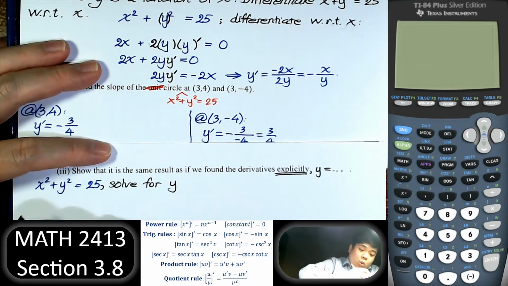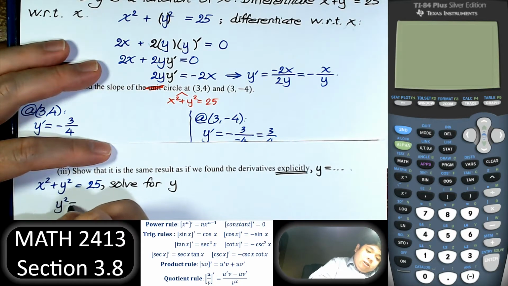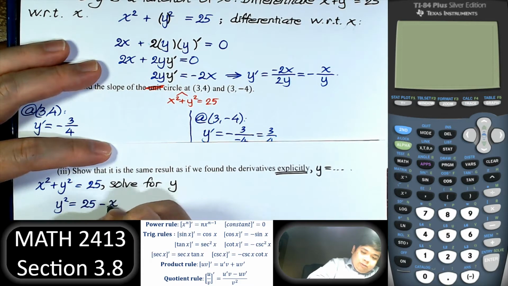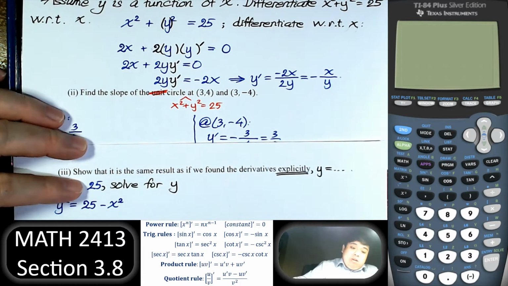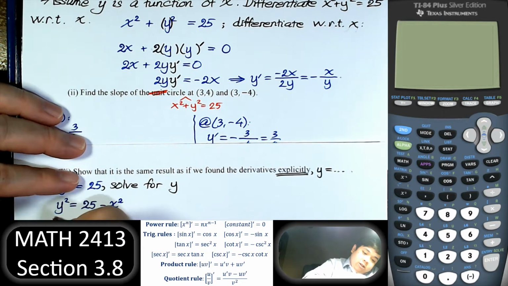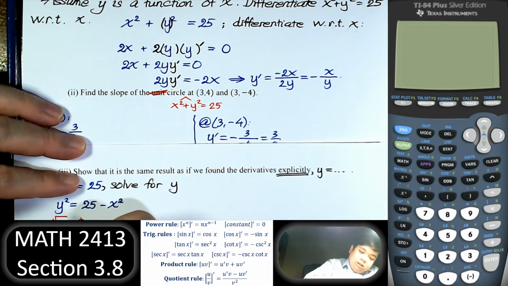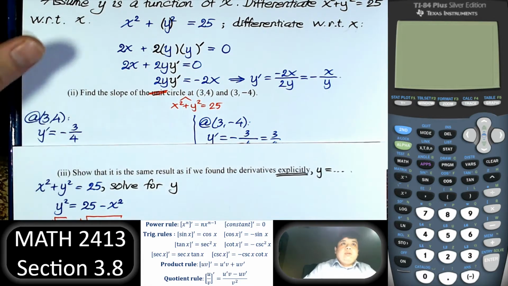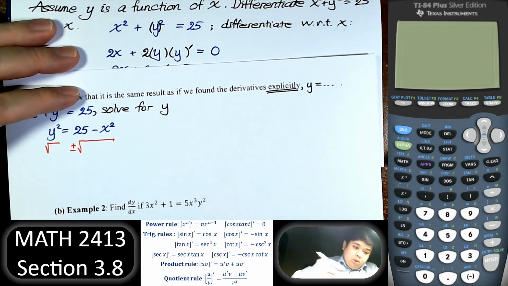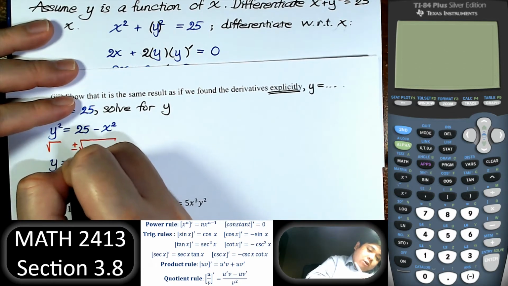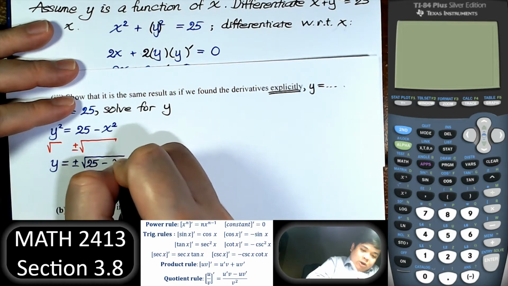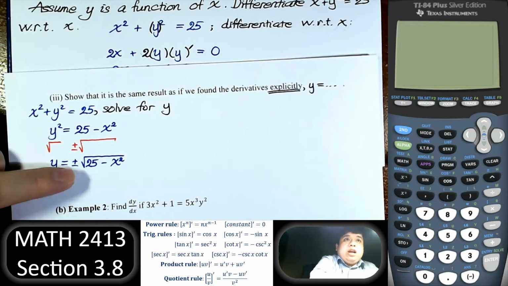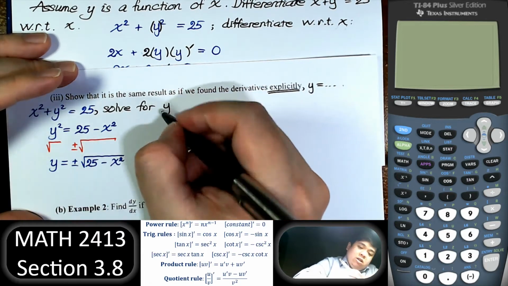Subtract x squared on both sides, and take the square root on both sides. Every time we take the square root on both sides, don't forget there's a plus or minus. So we have y equal to plus or minus square root of 25 minus x squared. Right, now we take the derivative of this. Now this is just a chain rule.